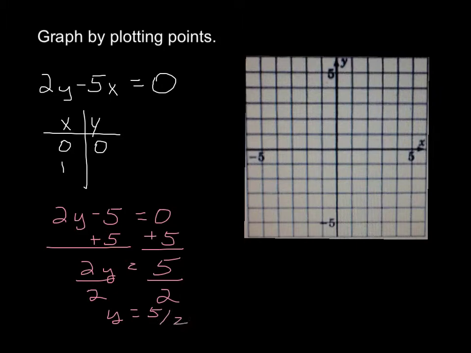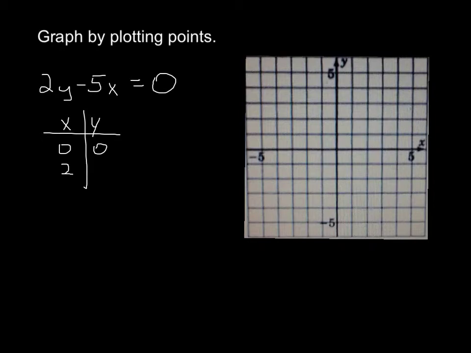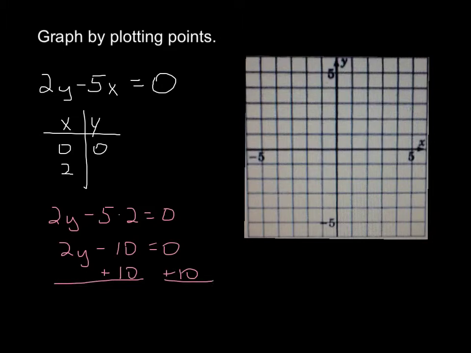Now, in the ones they're going to show you, you're not going to end up with a fraction. And since I don't want to graph a fraction, I'm going to reject 1, and I'm going to use x equals 2. So instead of x equals 1, we're going to use x equals 2. So we have 2y minus 5 times 2 equals 0. Add 10 to both sides, and you get 2y equals 10, and when you divide both sides by 2, you get that y equals 5. So another point is 2 and 5.